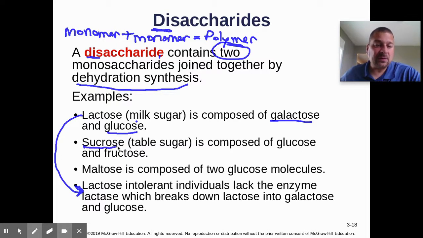Sucrose is a common one. My Mountain Dew has lots of sucrose, or table sugar, in it, which is glucose and fructose. Maltose is another one you may see, which is 2 glucose. So glucose plus glucose equals maltose. Glucose plus fructose equals sucrose. Galactose plus glucose equals lactose. So those are 3 common disaccharides that you'll see in biology.